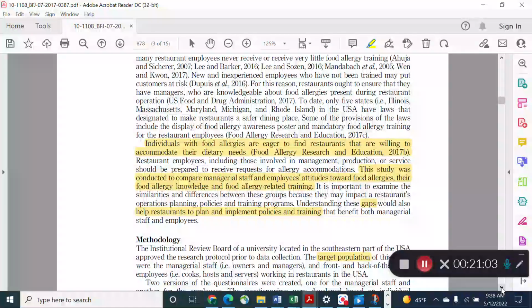The rest of this talks a little bit about sort of the why they're doing this. Some people would call that the significance of the study. I highlighted the term gap or gaps. Here, the author is talking about there being a gap in the literature. We don't know much about this topic, so that's why this research is important. That's why this research is being conducted. And again, to help restaurants plan and implement policies and trainings related to managing customers with food allergies.